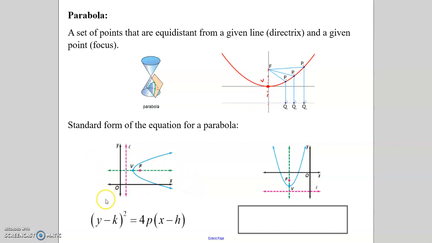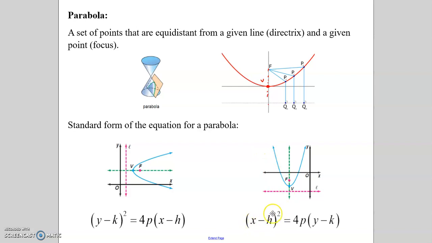So if it opens to the left or right, then the y minus k is squared, and then on the other side you have 4p times x minus h. If your parabola opens up or down, then you've got x minus h squared equals 4p times y minus k.